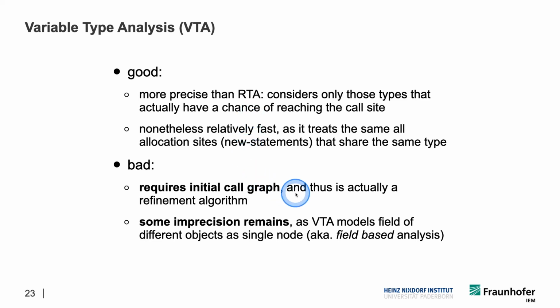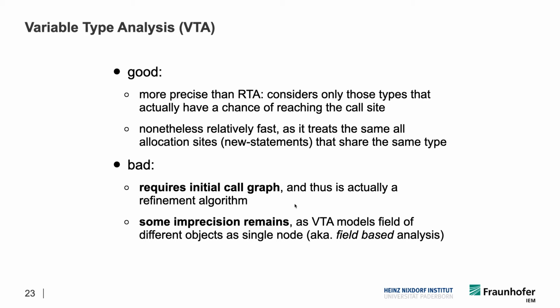Drawbacks: it requires an initial call graph, like I discussed. So actually you could say it's a refinement algorithm because you take the initial call graph and you refine it using VTA. And also still some imprecision remains, for instance, because VTA models fields of different objects as a single node. I just told you it's a field-based analysis, right? And in the end, we will be talking about another pointer analysis that is actually distinguishing these fields from one another, and that can sometimes increase precision, at least by a little bit.